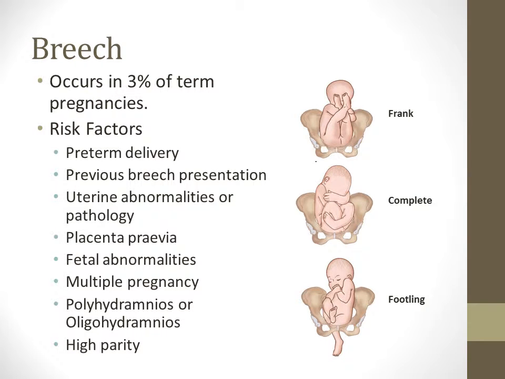The incidence of breech presentation decreases from about 20% at 28 weeks gestation to 3% at term. Risk factors for breech delivery include preterm birth, previous breech delivery, uterine abnormalities, placenta previa, fetal abnormalities, polyhydramnios or oligohydramnios, high parity and multiple pregnancy.